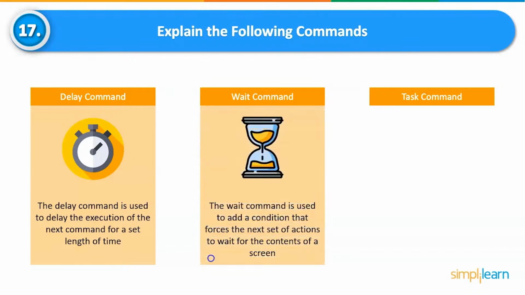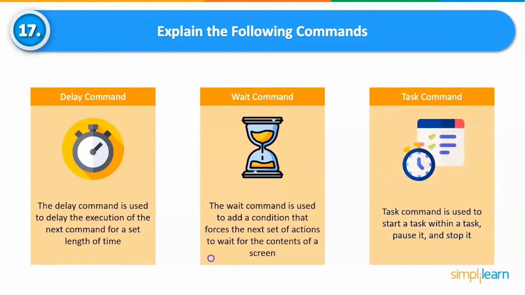Wait command. The wait command is used to add a condition that forces the next set of actions to wait for the contents of a screen to change before proceeding. Task command. Task command is used to start a task within a task or pause it and stop it.